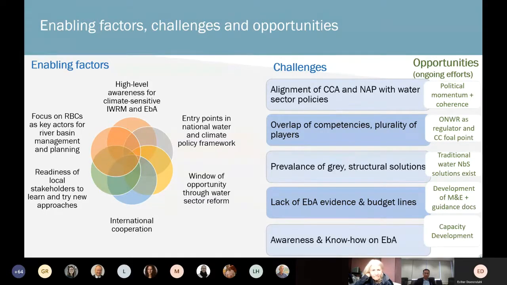Building on local knowledge and complementary capacity building, we are convinced that EbA in Thailand will be applied more widely in the future and complement Thailand's IWRM approach in a way that makes Thailand's water sector more climate resilient.